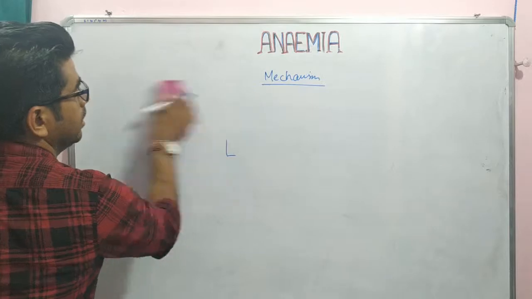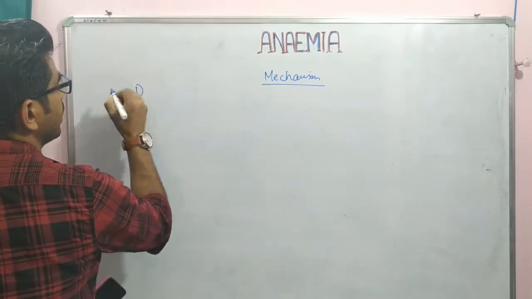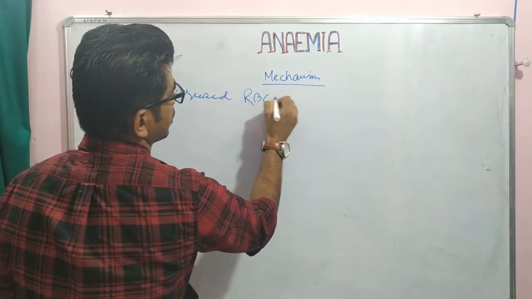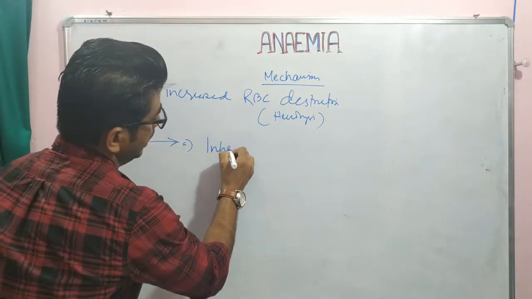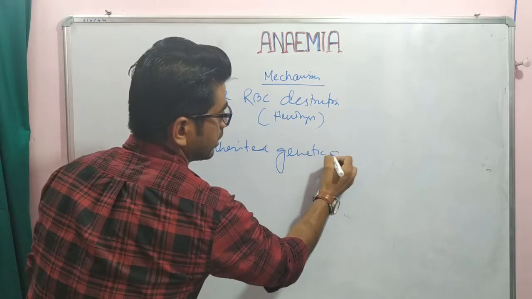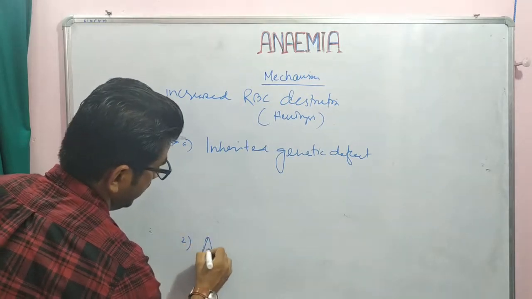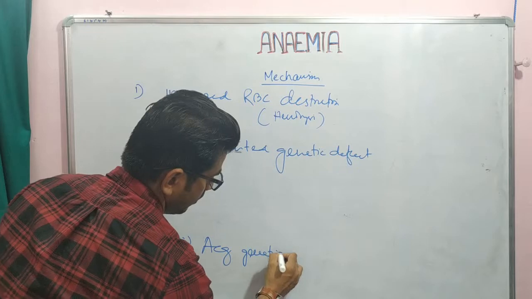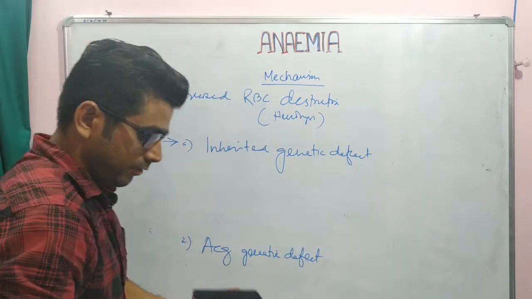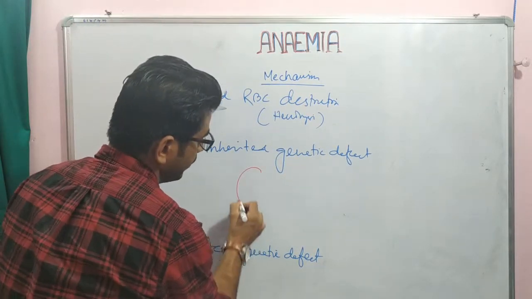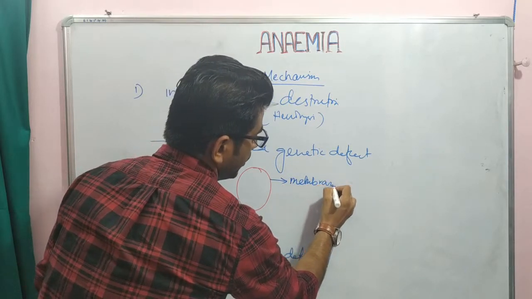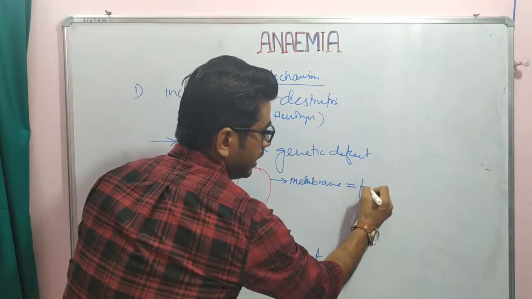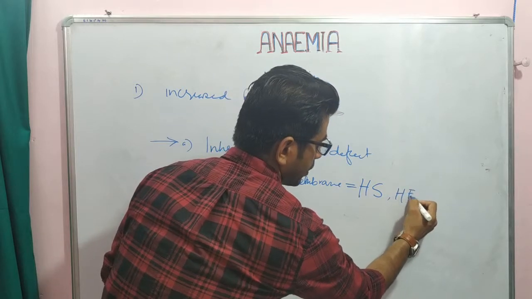The second heading we will discuss is the increased RBC destruction. We call it hemolysis. It has been described as inherited genetic defect and acquired genetic defect. So what are the inherited genetic defects? Genetically we can have a problem in the RBC membrane. Examples of this defect in the RBC membrane are hereditary spherocytosis and hereditary elliptocytosis. This is based on the RBC membrane.